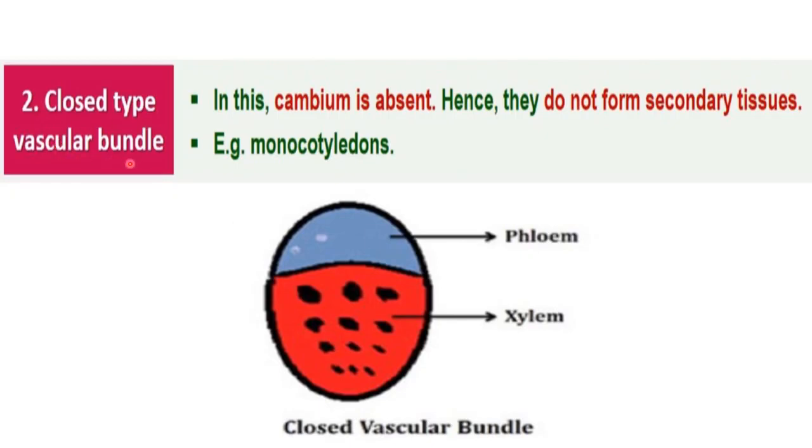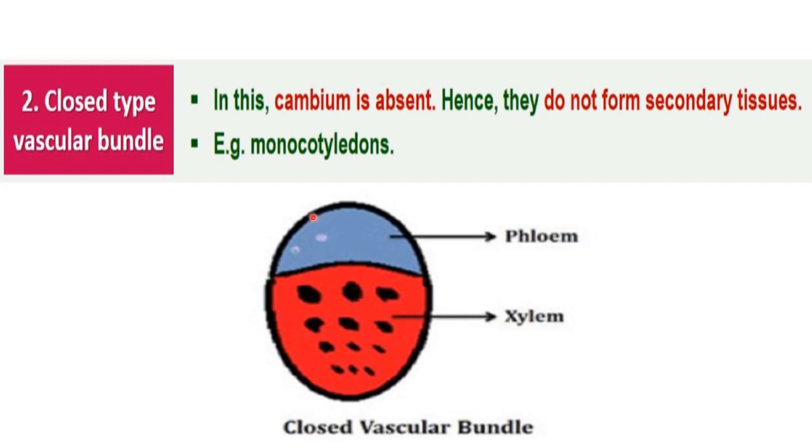Now, in closed type vascular bundles, cambium is absent. As you can see here, this is xylem and this is phloem, and no cambium is present in between. Hence they do not form secondary tissues. If the cambium is not present, there is no scope for formation of secondary xylem and secondary phloem. So secondary xylem and secondary phloem will not be formed here. It means secondary growth will not occur in the plant, right?